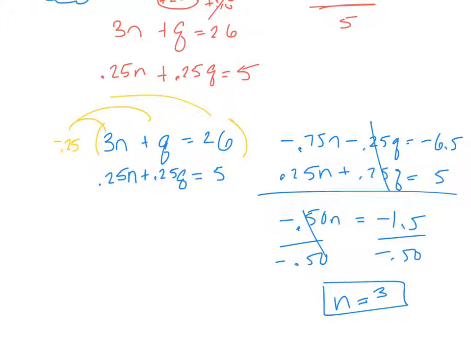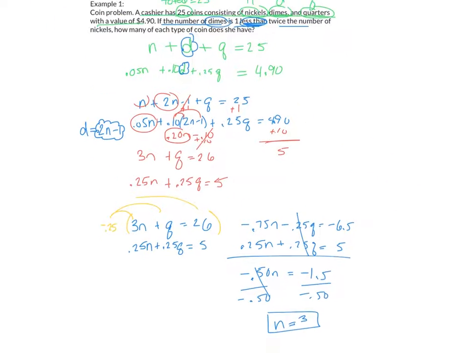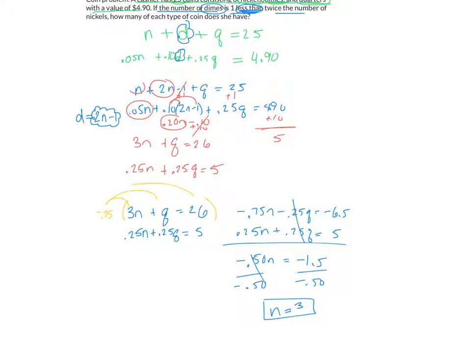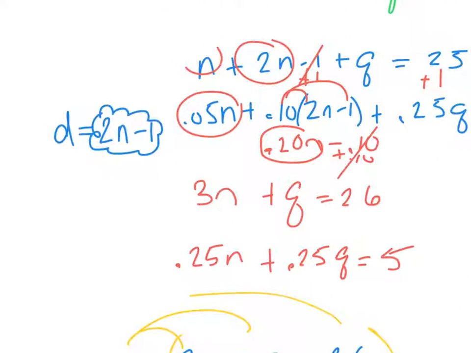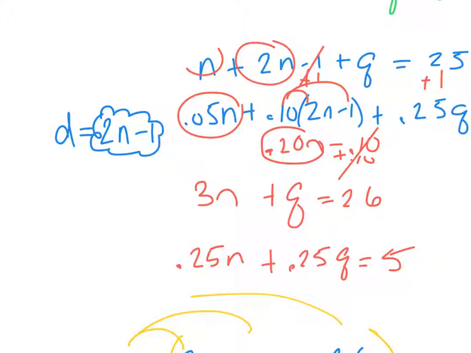Now what is great about that is looking back at the information that's given, I know that my number of dimes is twice the number of nickels minus 1. So now I can find my dimes, because I can do 2 times 3 minus 1, that's 6 minus 1, and the number of dimes is 5.